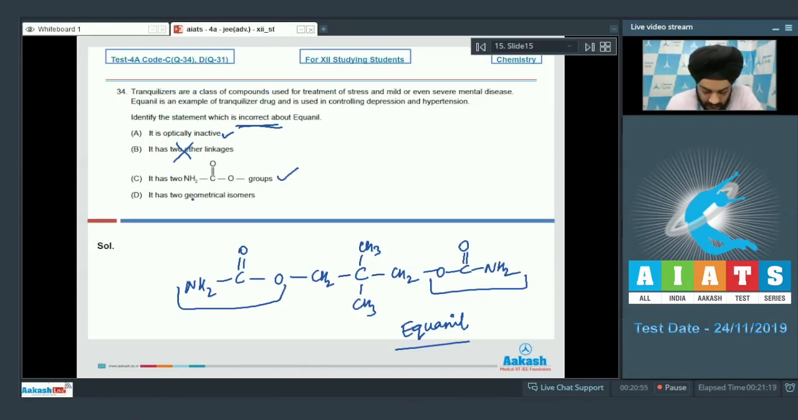If you talk about the last option, it has two geometrical isomers. So this is not correct, students. The given compound, it does not show geometrical isomerism. Okay. So out of the given statement, statement B and statement D are incorrect. And so we have to mark the answer to this question as option B and option D. Let us look at the next question now.